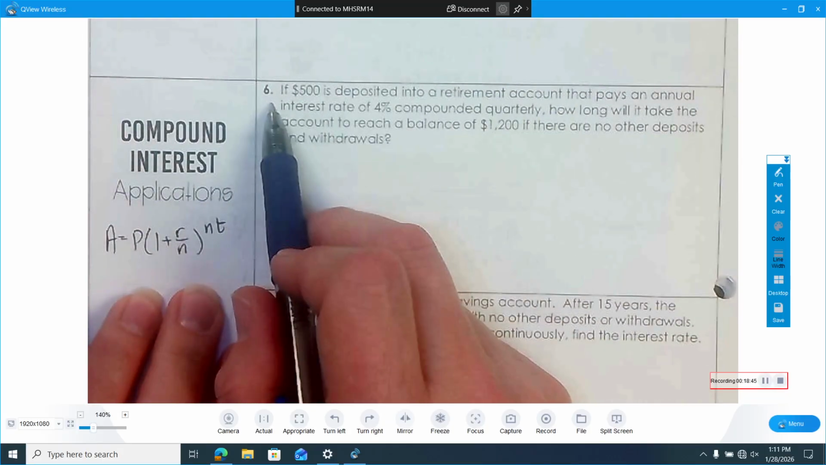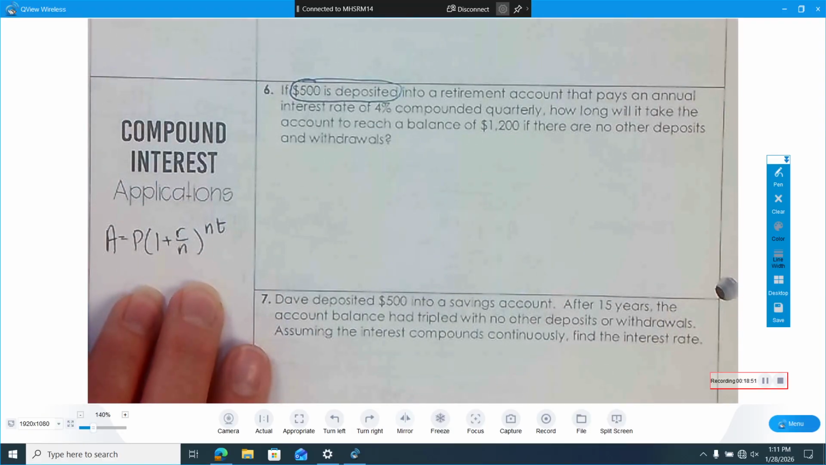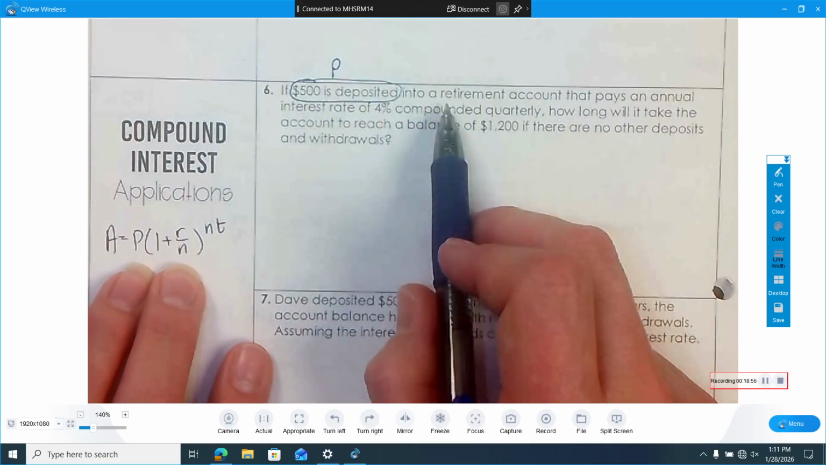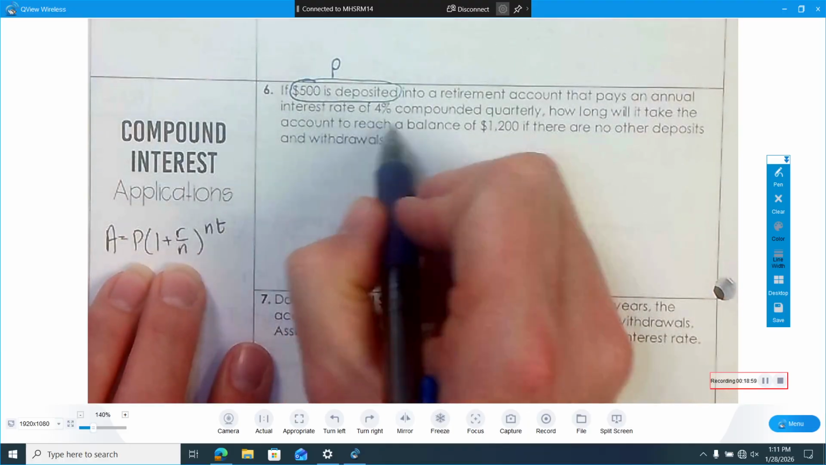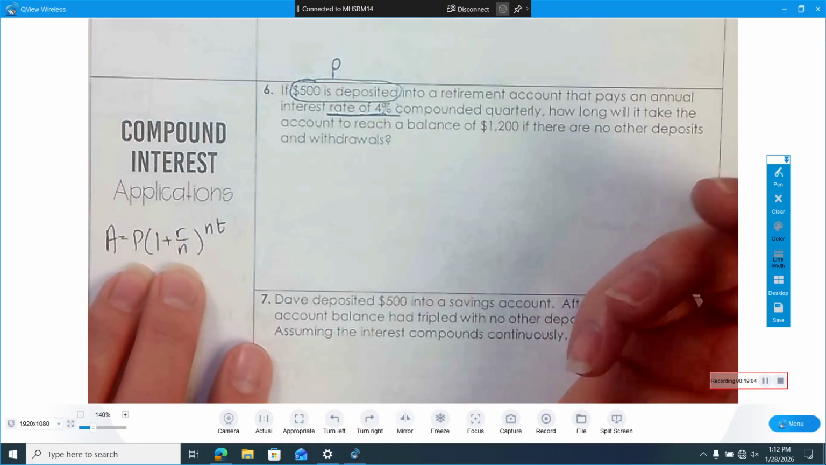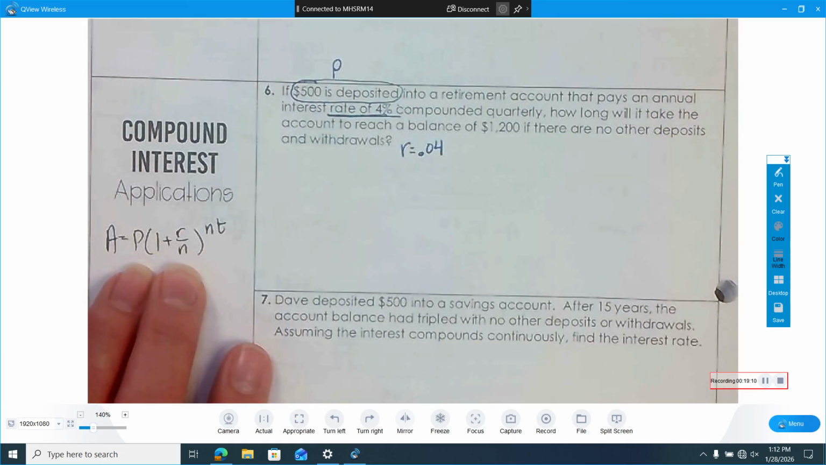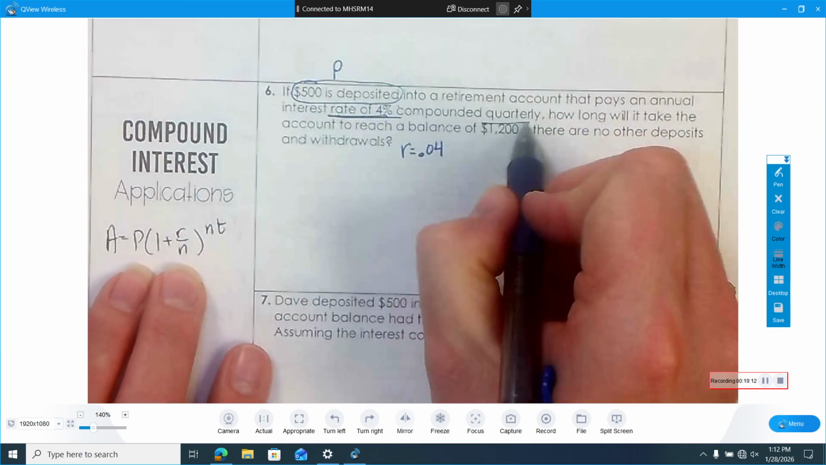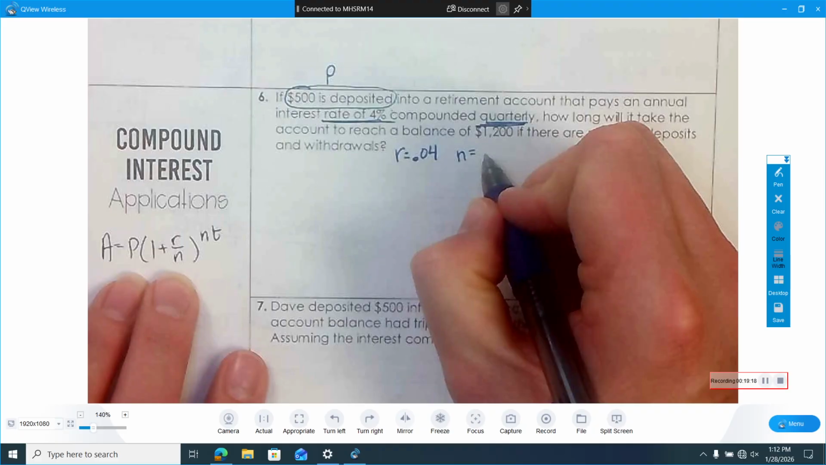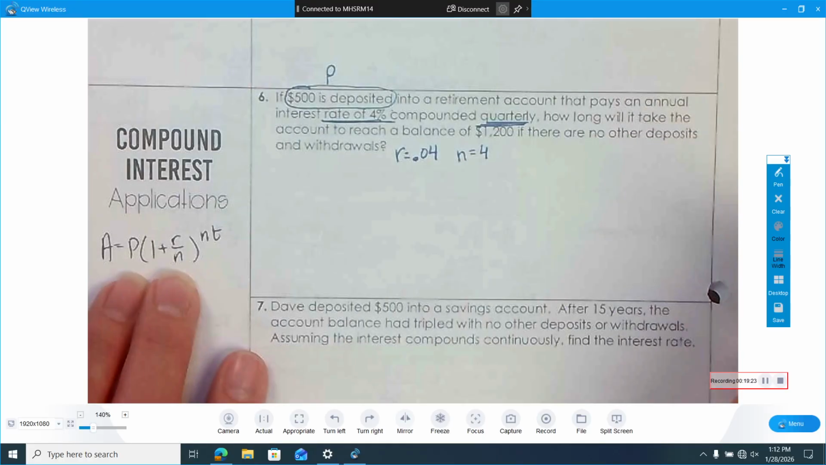All right, so number 6, if $500 is deposited, where does that go? P, that is our principal, yes. Into a retirement account that pays an annual interest rate of 4%. Where does the 4% go? That's your rate, so R equals 0.04 as a decimal. Compounded quarterly, what does that do for us? That's the N, so N equals... quarterly is how many times per year? 4, yeah, 4 times per year, all right.